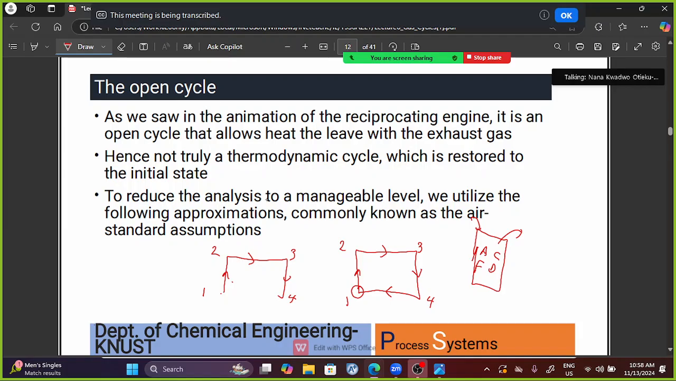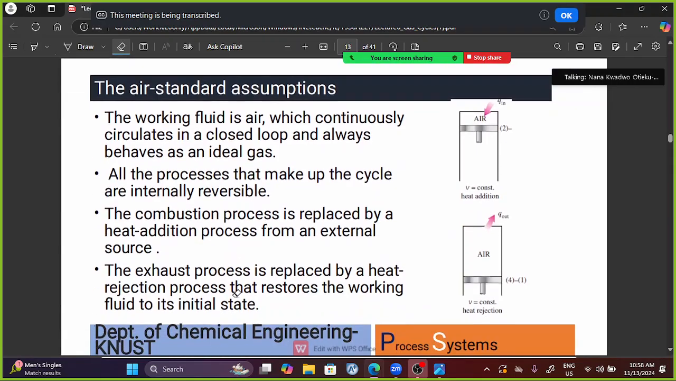It's from 1 to 2, 2 to 3, and 3 to 4. But then we don't directly move from 4 back to 1. So it's not like we just compressed, we expanded, everything was the same, and then we compressed again. We had to remove something, add something, right? So from 4 to 1, it goes through other processes before we bring it back to the original position. That's why it's called an open cycle, right? So it's not a true thermodynamic cycle that gets restored to its initial state, but to reduce the analysis to a manageable level, we just work with the assumption that it is a closed cycle, right? Okay, so I think we can just move on to the next part.